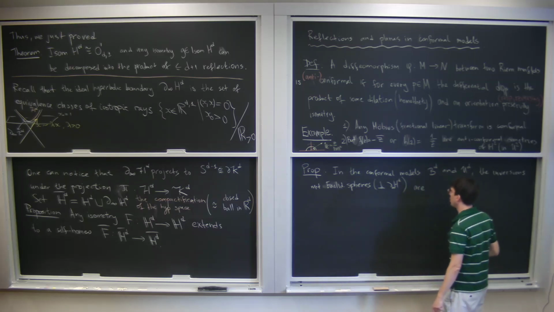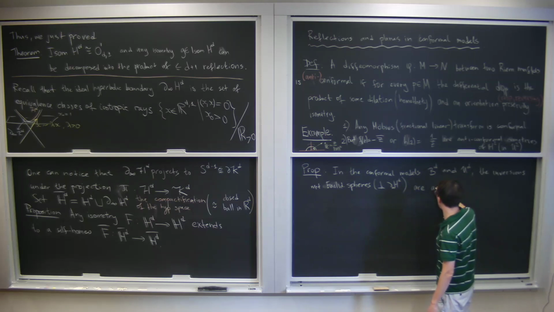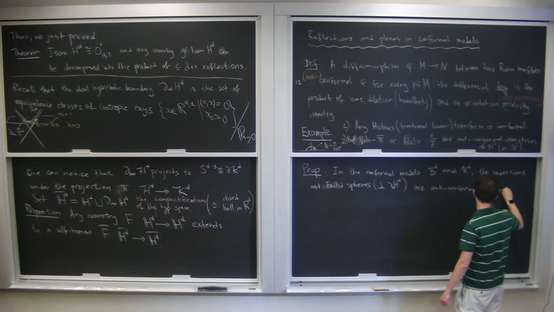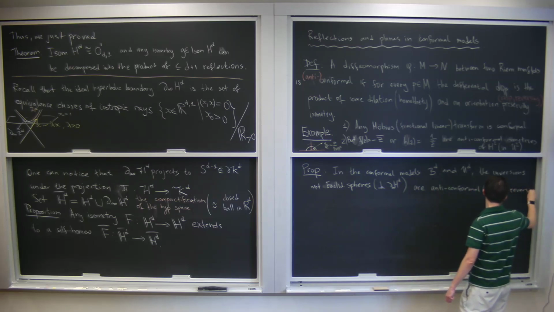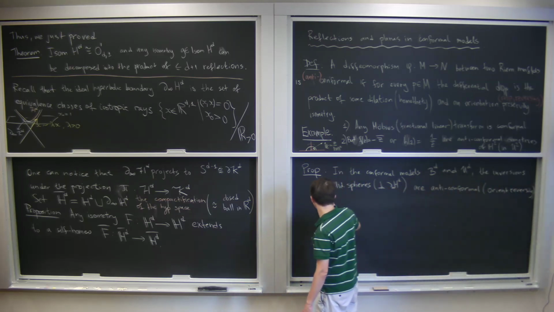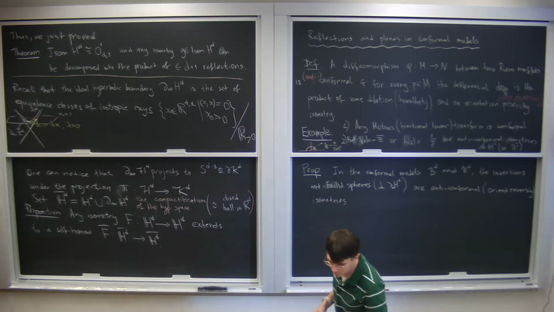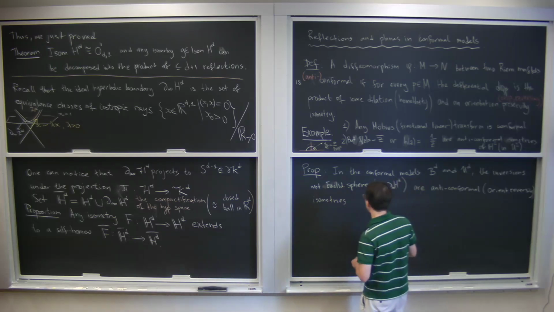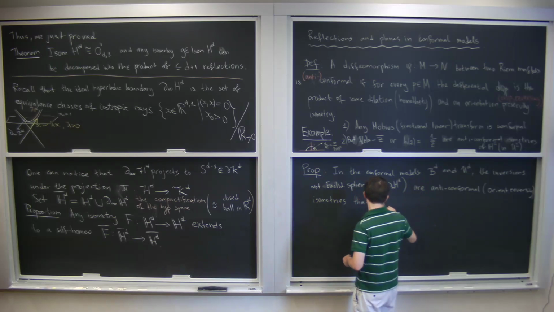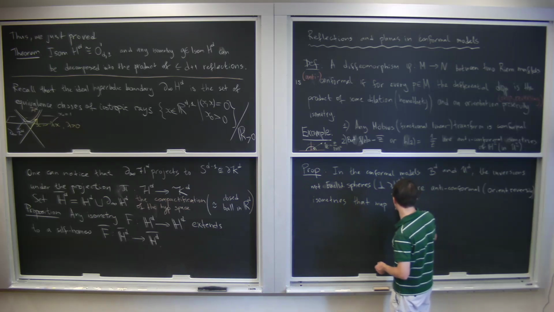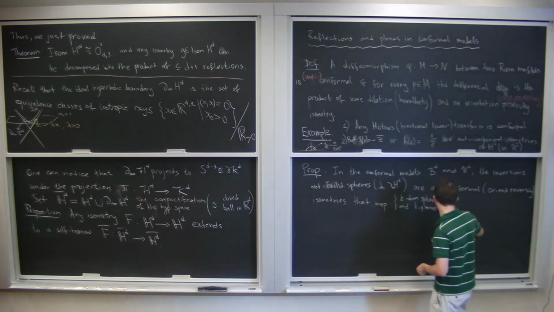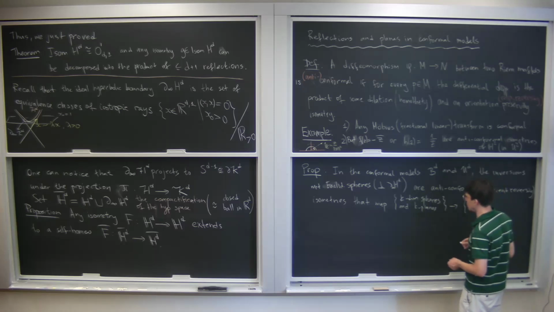They are anticonformal, right? Anticonformal, and thus orientation reversing isometries that map K-dimensional spheres and K-planes to K-dimensional spheres and planes.